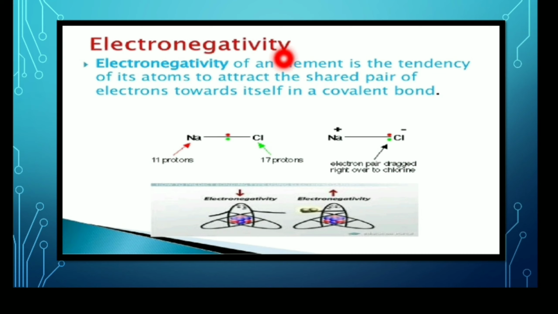Electronegativity of an element is the tendency of atoms to attract the shared pair of electrons towards itself in a covalent bond. What does it define? It is the tendency of atoms to attract or pull the electron pair towards the nucleus. So that is electronegativity.